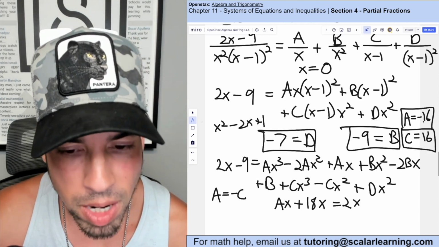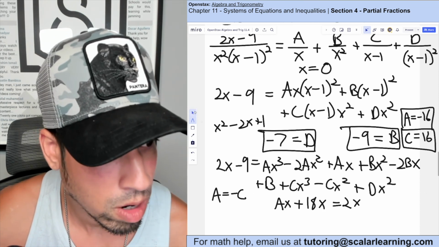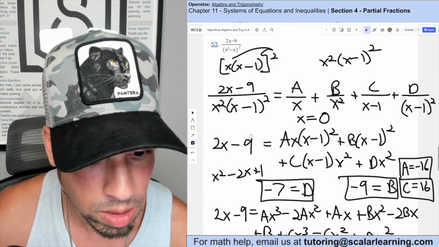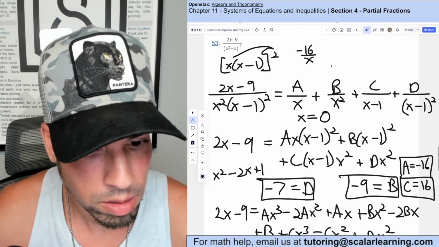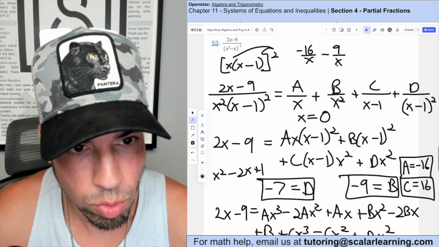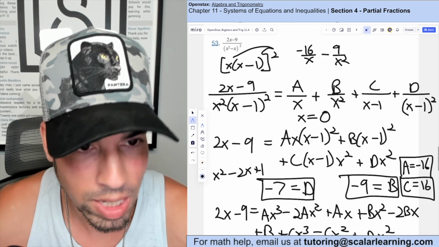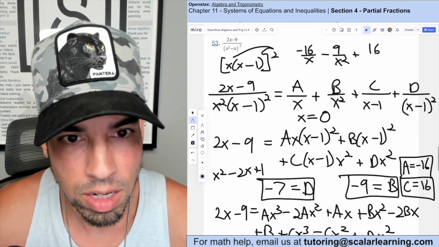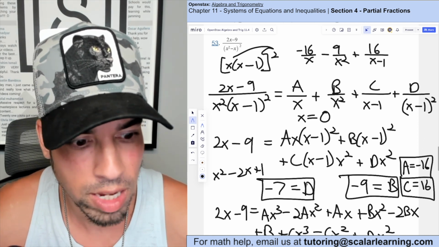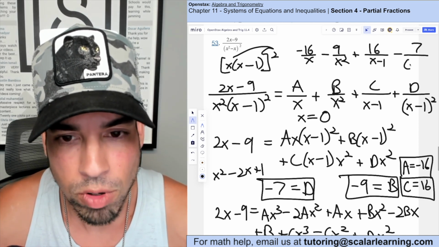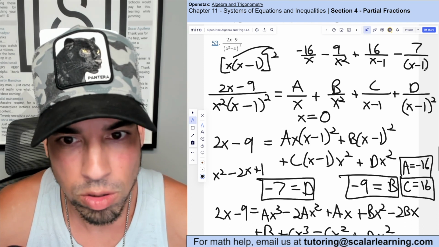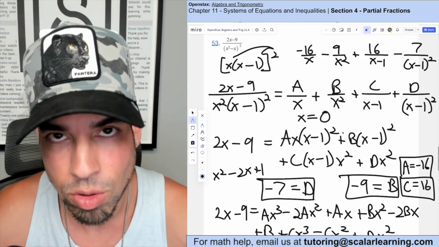Okay, so now that we boxed A, B, C, and D, let's move it up top so we can now finalize our answer. So we got negative 16 over x, minus 9 over x squared, right? Because B is negative 9. And then we got C, which is 16 over x minus 1. Last but not least, we got D, which is negative 7 over (x minus 1) squared. And that's how you do it. Done.